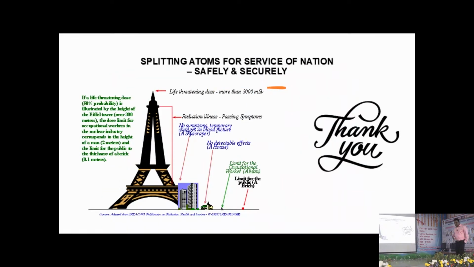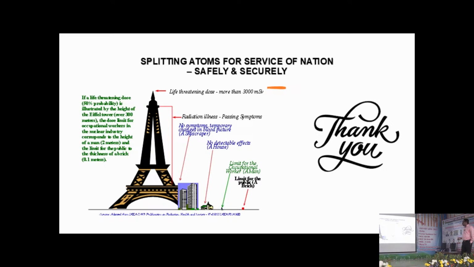So we are continuously doing a good job in all the areas of security I was talking about. What this particular slide tells is that we are comparing the radiation in a nuclear power plant with 3 sievert, the life-threatening dose that can happen. It is the height of the Eiffel Tower, and up to this level there are no detectable effects.